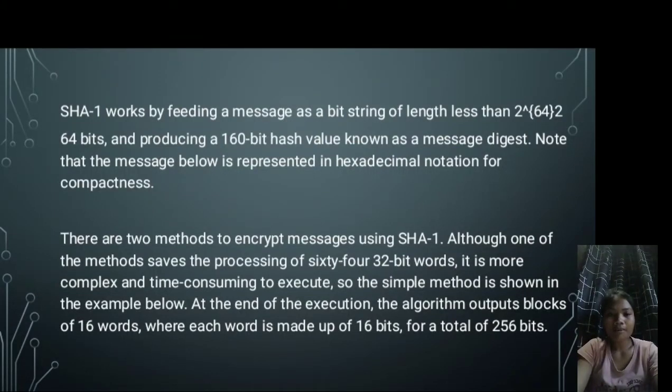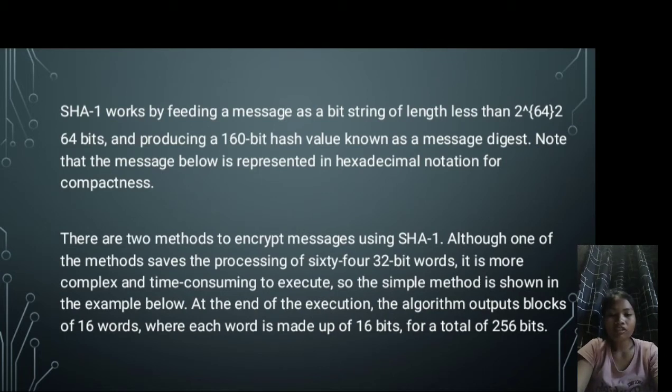SHA-1 works by feeding a message as a bit string of length less than 2^64 bits and producing a 160-bit hash value known as a message digest. Note that the message below is represented in hexadecimal notation for compactness.